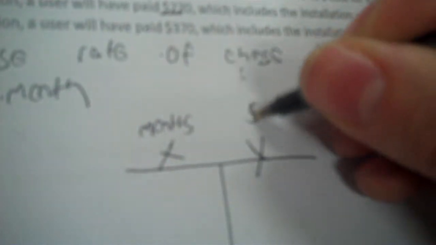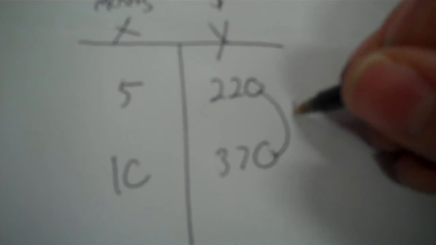So you got months and money. The time unit is the X, and that's your money. So 5 goes with 220, 5 months, $220. Then 10 months, $370. And I simply take 370 minus 220, so that's $150 over a time span of 10 minus 5 is 5 months. So I take 150 divided by 5, and it's 30. So that's $30 per month.